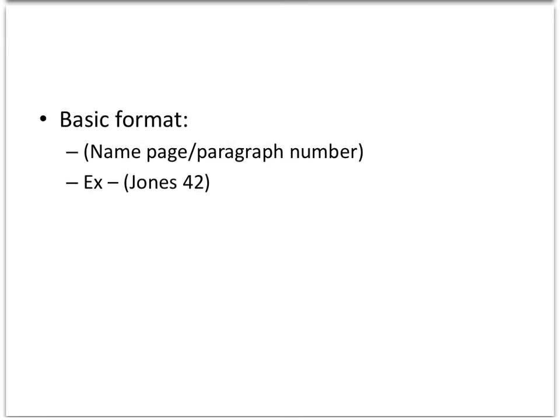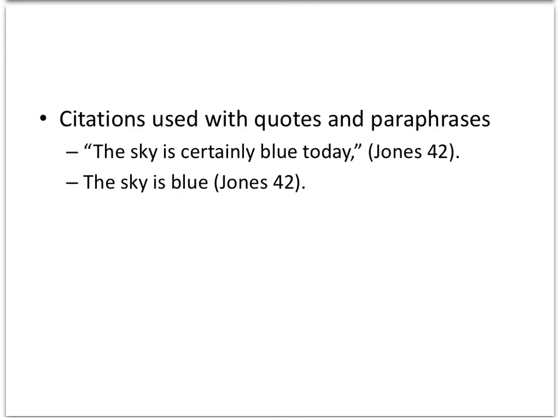In-text citations follow a basic format: parentheses, the author's last name, and a page or paragraph number. So if you look at this example here, we see the author's last name and then the page or paragraph number that the source appears on.